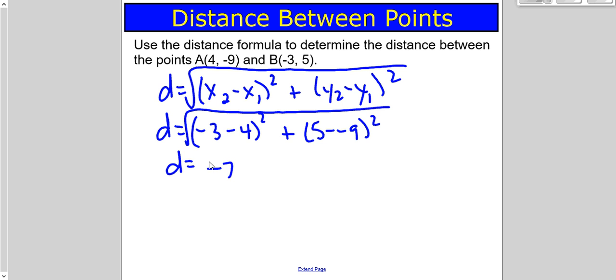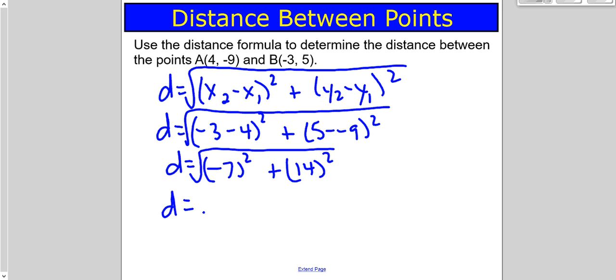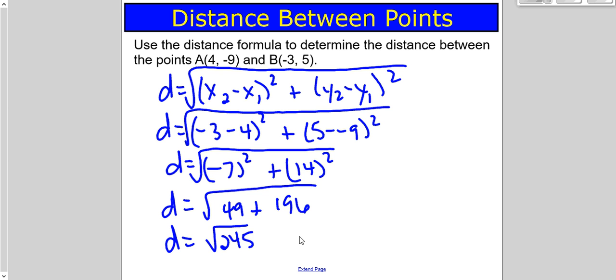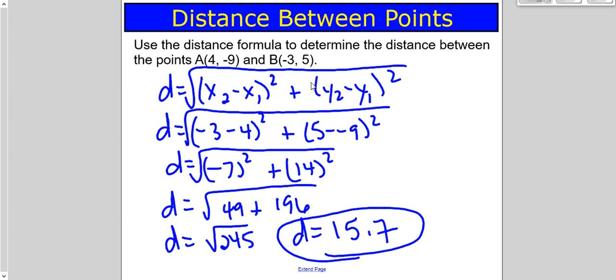-3 minus 4 is -7. 5 minus -9 is 14. Okay, -7 squared is 49. 14 squared is 196. Plus 49, which is 245. So my distance is the square root of 245, which is 15.7. So that is my distance between these 2 points.